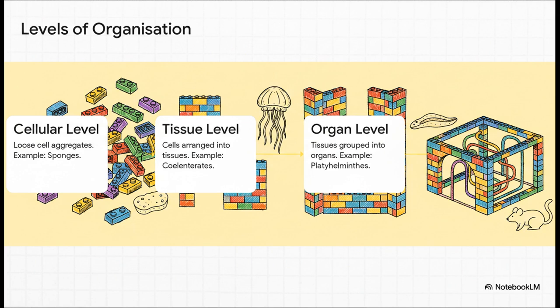Then, at the tissue level, you start grouping similar bricks into walls. That's what we find in animals like jellyfish. Take it another step to the organ level, and you're assembling those walls into a room, like a stomach, for a specific job. And finally, you get to the organ system level, where you connect all the rooms to form a complete working house. Think of the digestive system or the circulatory system in animals like us.